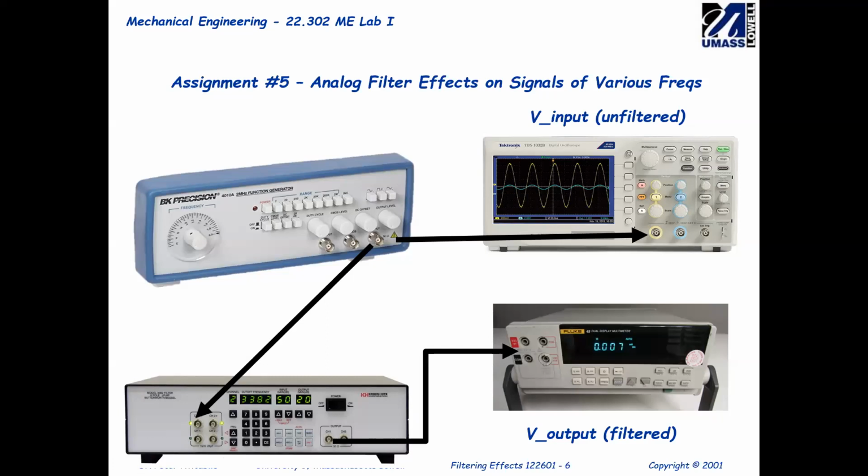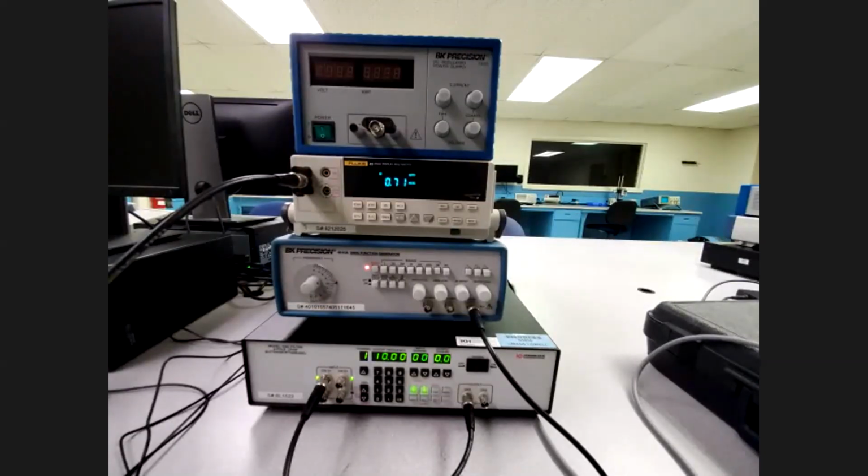Okay. Step 3, please. Could you continue with the step 3? Oh, sorry. Vary the output frequency from 100 hertz to approximately 5 kilohertz in 10 to 15 steps. At each frequency setting, record the voltage on the oscilloscope, VI, and on the digital multimeter, VO.